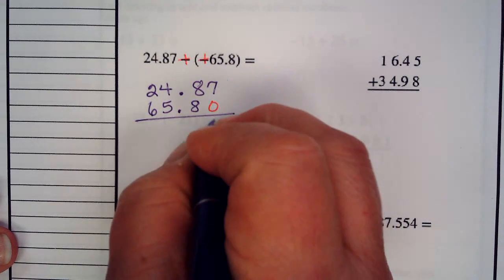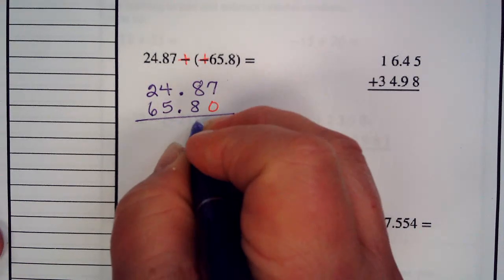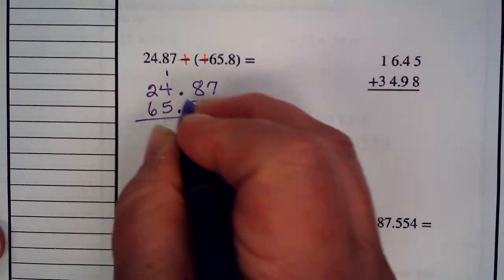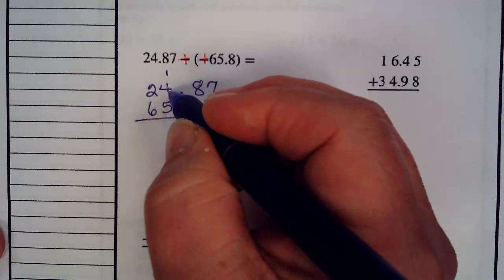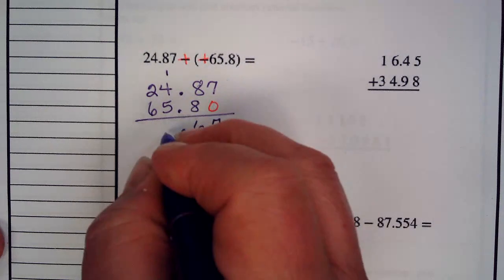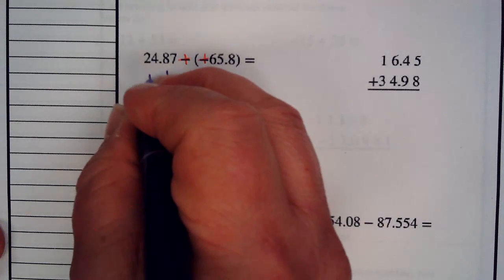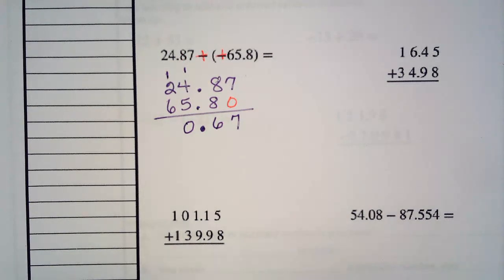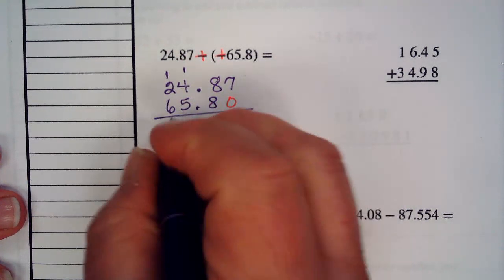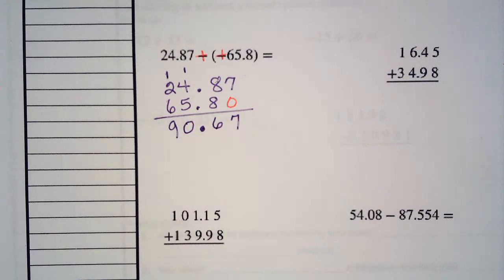7 plus 0 is 7. 8 plus 8 is 16. Put the 6 down and carry 1. At this point, I need to put my decimal in. 1 plus 4 is 5. 5 plus 5 is 10. Put the 0 down and carry the 1. 1 plus 2 is 3. 3 plus 6 is 9. 90 and 67 hundredths.